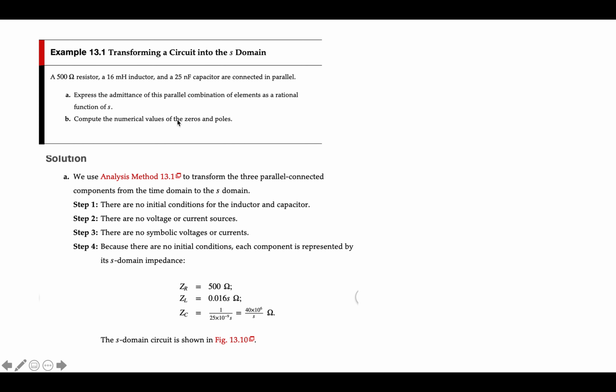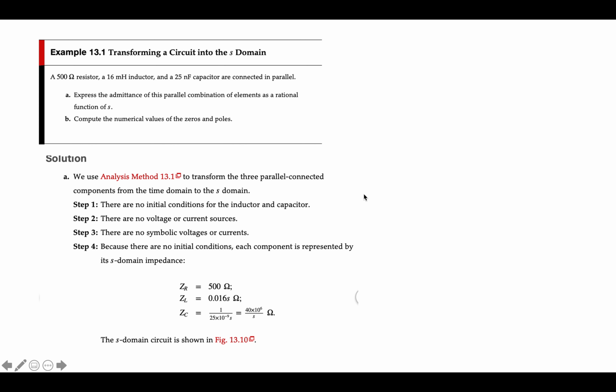Basically, the main thing we want to get out of this illustration is how to convert the elements, first of all, into the S domain, and then to do a little bit of a review reminder on what we mean by zeros and poles and how to find those. So we have 500 ohms, 16 millihenries, and 25 nanofarads in parallel. And the first thing we want to do is pull up our method and go through step by step to transform the circuit.